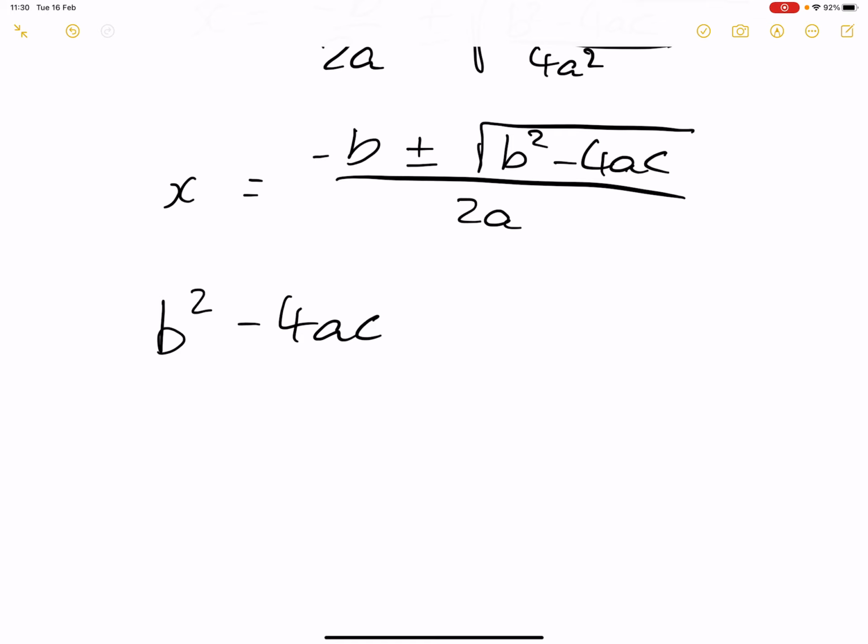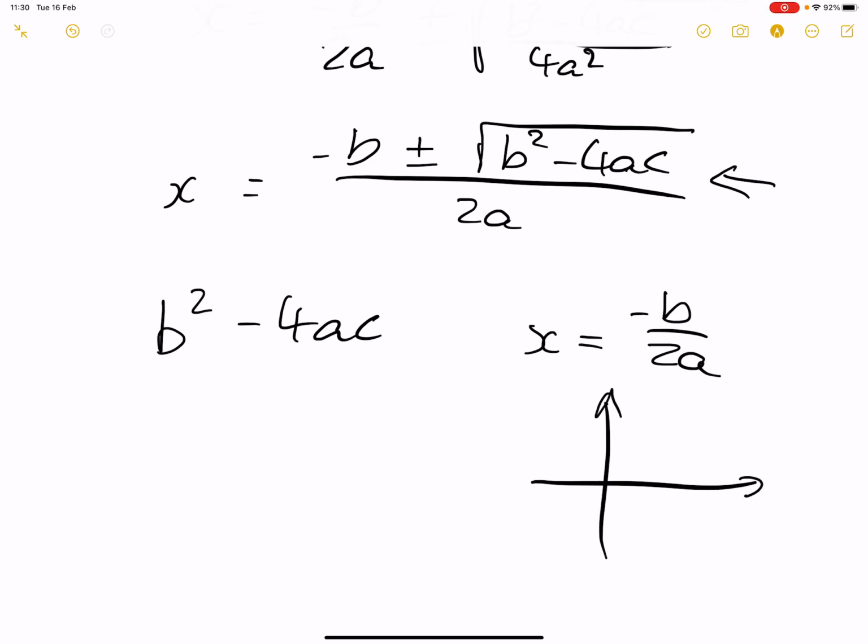Secondly, if b squared minus 4ac is equal to 0, then this square root is equal to 0, and so we're just left with x is equal to minus b over 2a. So we only have one solution, which is a repeated solution, which would look like this. Where it does touch the x-axis at one point, but it doesn't cross.